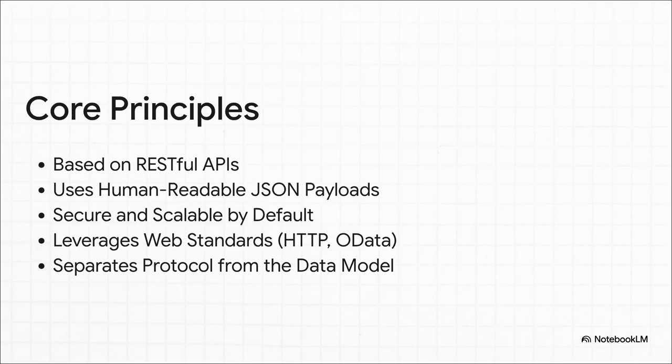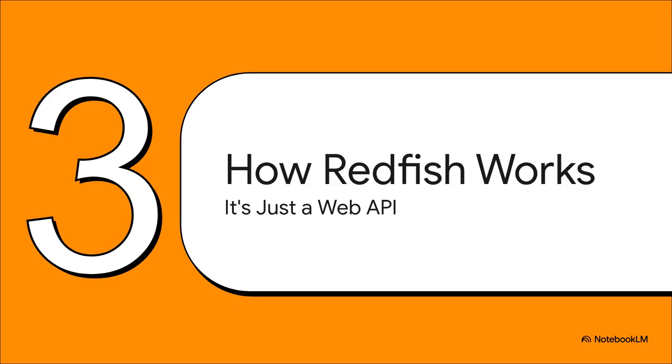And these are the principles that make it so powerful. It's built on REST, it uses JSON that you can actually read, and it leverages web standards like HTTP and OData. But that last point, that one is really clever. By separating the protocol from the data model, it means the what, the data about the servers, can evolve and get richer over time without ever breaking the how, the way you talk to the API. It's future-proof by design.